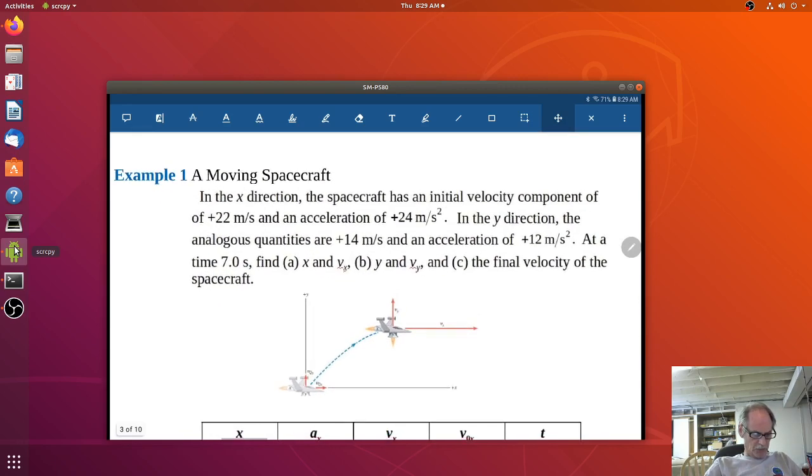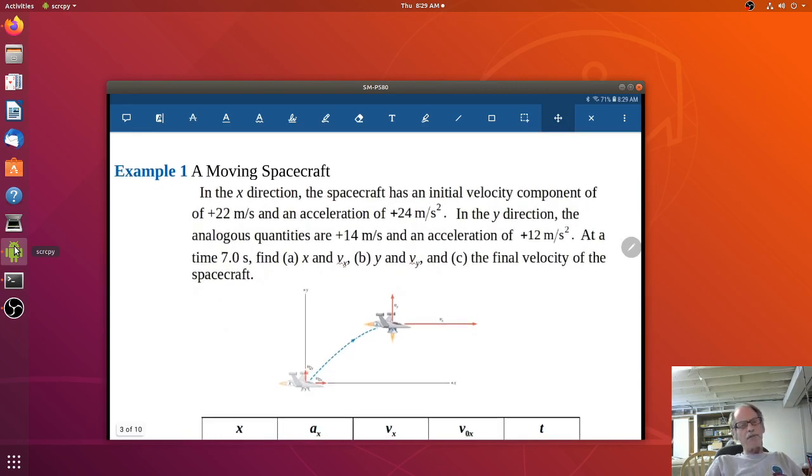Now let's see if we can apply this. So the strategy for these problems is frequently similar to the strategy in Chapter 2. We compile a table or a list of the things that are given to us and the things that we're looking for. And then we try to find equations from those 8 equations that I just described. We try to find equations that will answer our questions. So, a moving spacecraft.